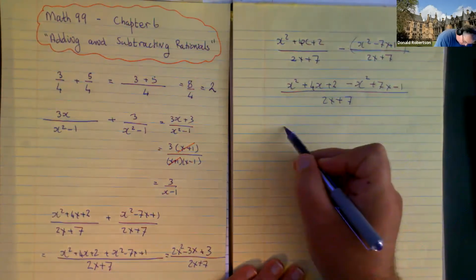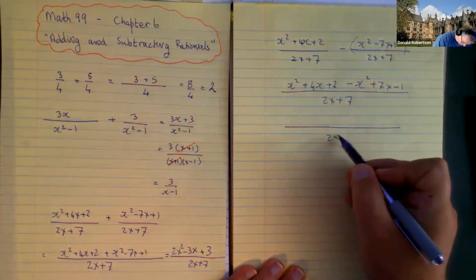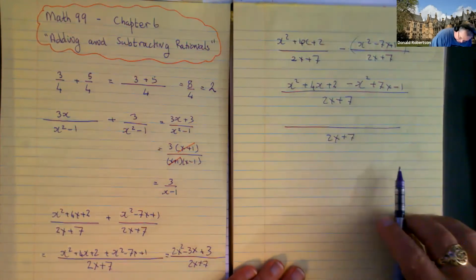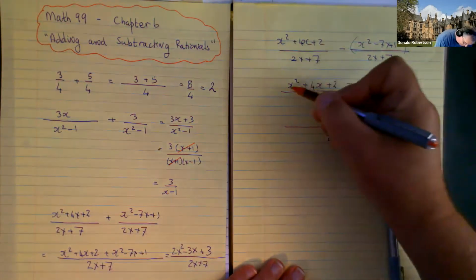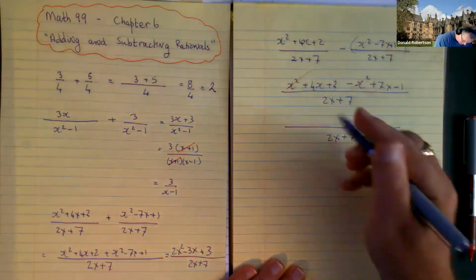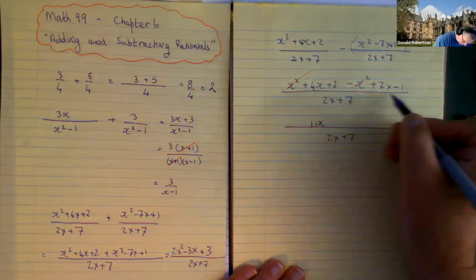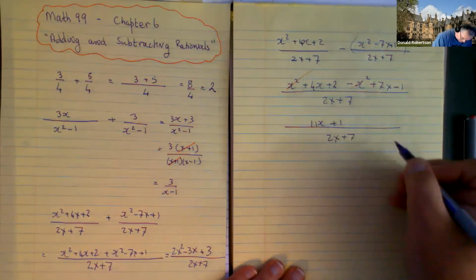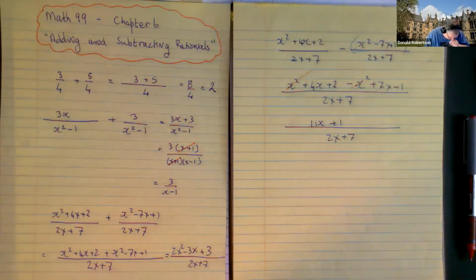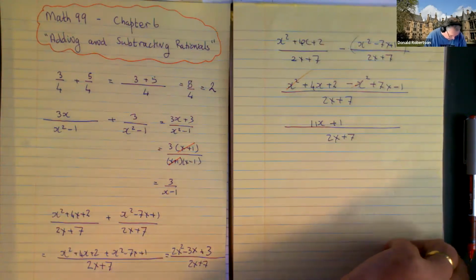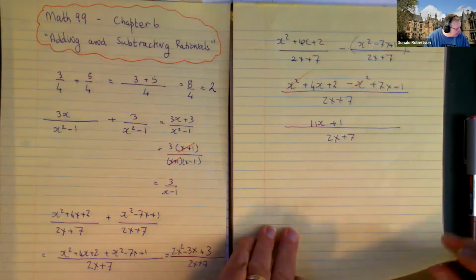And this time, when we collect like terms, we get quite a different result. These two cancel each other out. 4x add 7x gets me 11x, and 2 take away 1 gets me 1, and I'm pretty sure I can't do any more. And so that question essentially is now over.